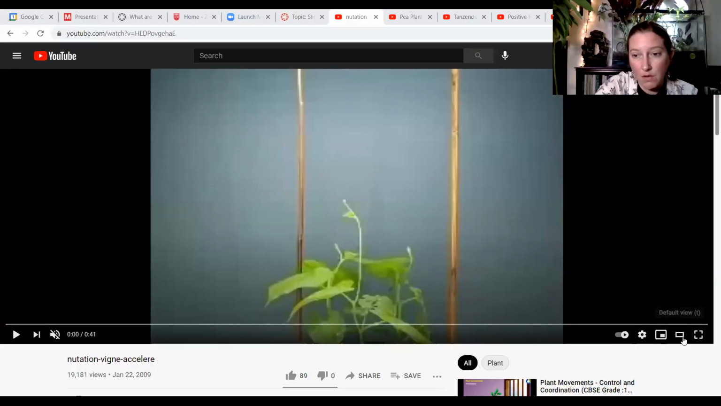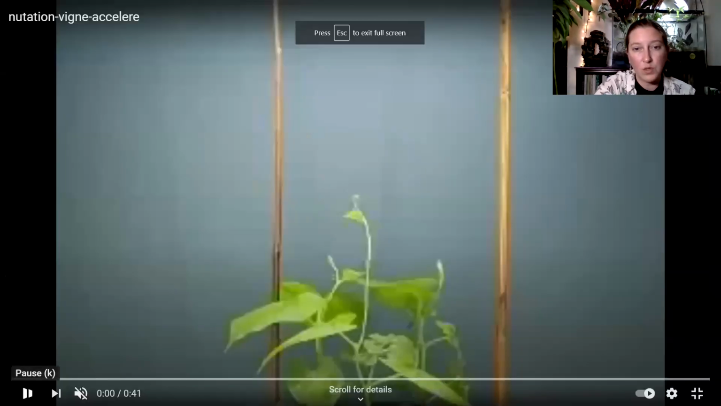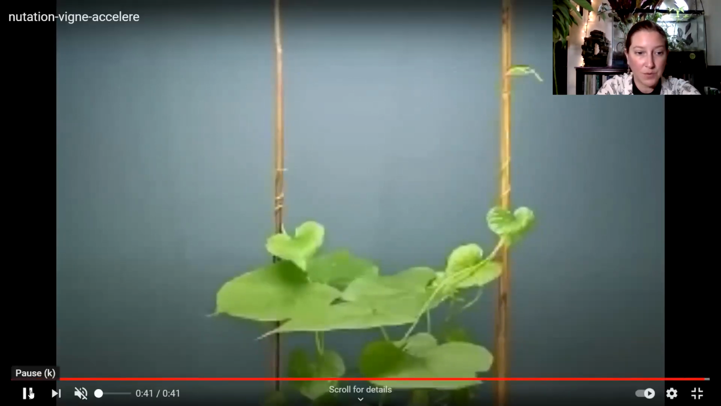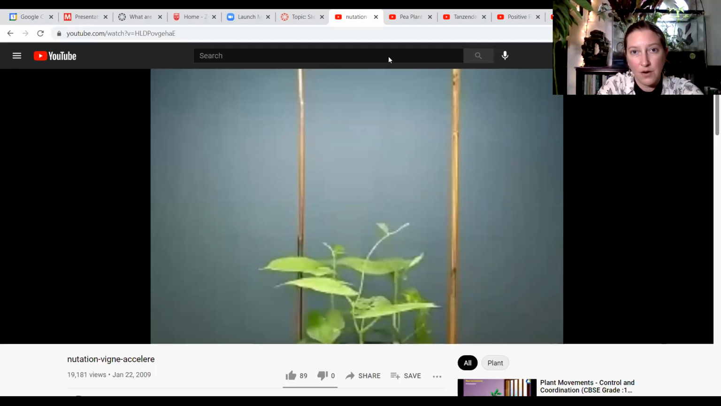So this is an example of that movement called nutations, which is a spiraling. What it really is, is the plant is growing. In this case, this is a type of vine, and so it will need to latch onto something to grow taller. And so it does this kind of spiraling movement as it's growing to reach out to find something to grip onto. I'm making myself dizzy doing that. And that movement is called nutations. See, and then they finally found what they're looking for, and now they can grow up it, because that's what vines need to do. All right, that's that one.